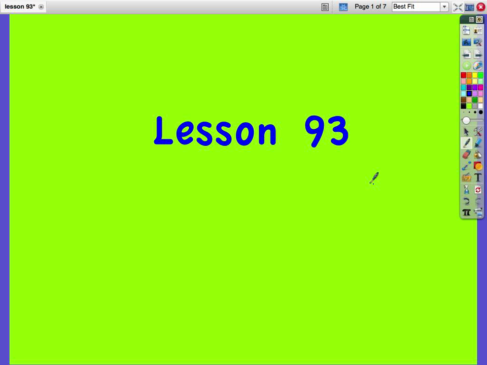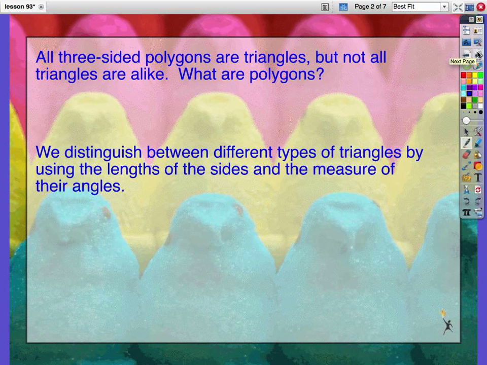For lesson 93, we're going to be classifying triangles. All three-sided polygons are triangles, but not all triangles are alike. What are polygons? Remember, they're closed, straight lines, and they're flat. They're not three-dimensional. We distinguish between different types of triangles by using the lengths of their sides and also by the measure of their angles.